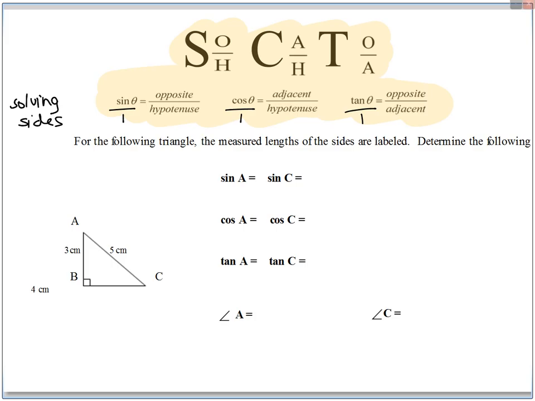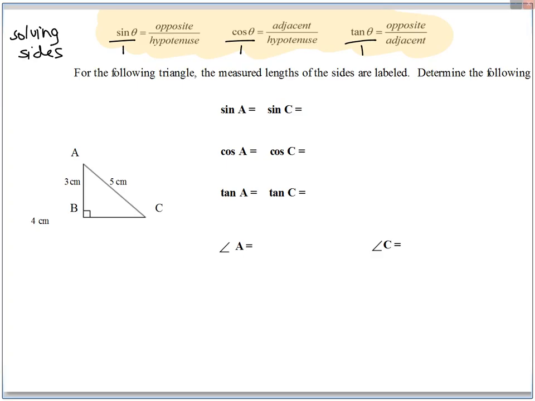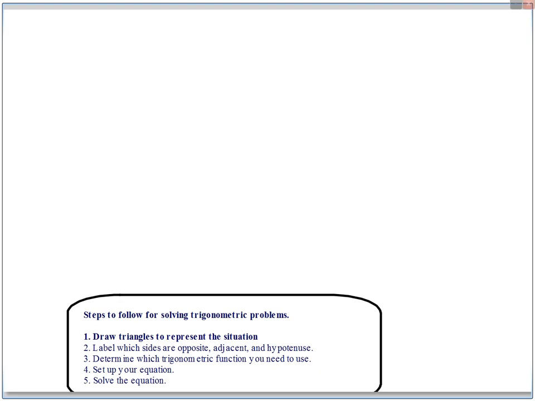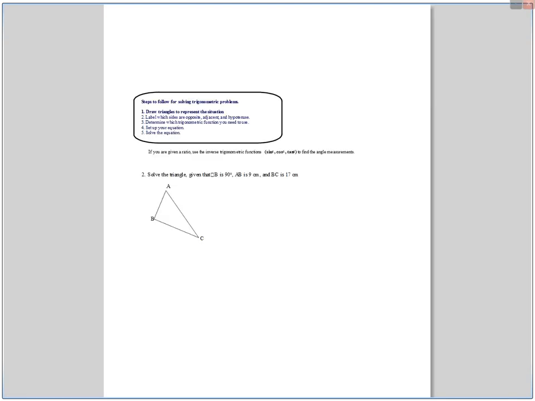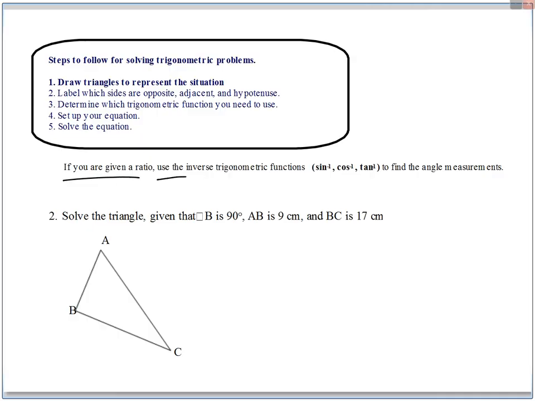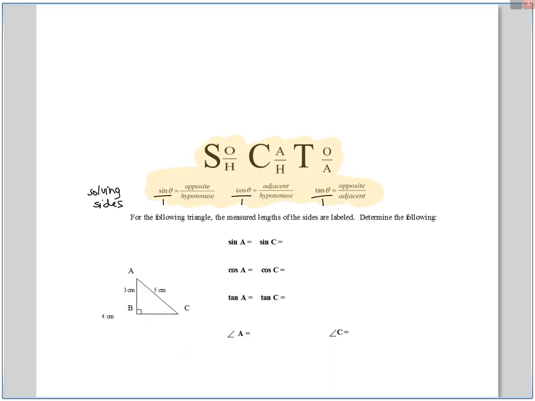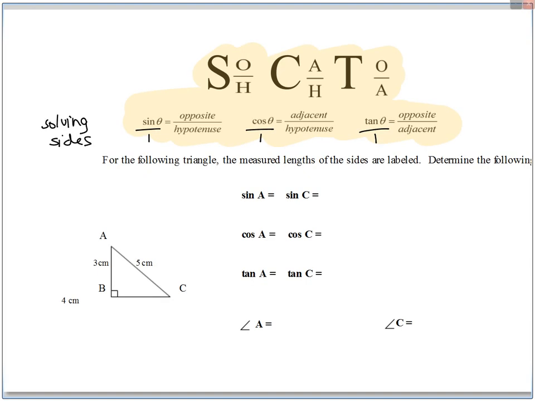Okay, and then at the bottom of your page, I think it says something about if you're given a ratio, what do you do? Use the inverse. Is that at the bottom of this page? Yes, right here. If you're given a ratio, use the inverse. So the ones with the -1, that's for solving for angles. So you only have 2 jobs in this unit. Solving for sides, solving for angles. The secondary functions are for angles. The primary functions are for sides. Okay, and we put a little 1 there to help us with our cross multiplication. All right.